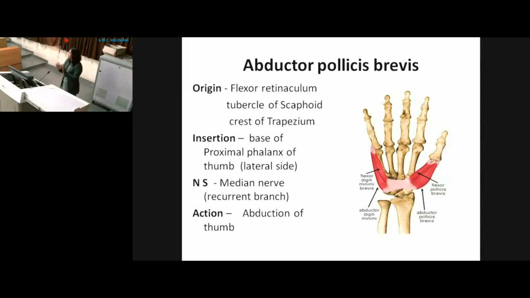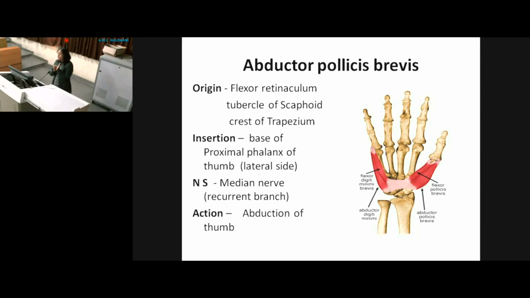Now one by one the origin, insertion, nerve supply and the action of these muscles. Most of the muscles arise from the flexor retinaculum. Here is the flexor retinaculum, and the carpal bones are right there, and from there these muscles arise. So on the lateral side, it arises from this abductor pollicis brevis, the most superficial muscle. You will see it first. It arises from the flexor retinaculum. It arises from the tubercle of the scaphoid and the crest of the trapezium, to which our flexor retinaculum is attached. Clear? And from there these muscles arise.